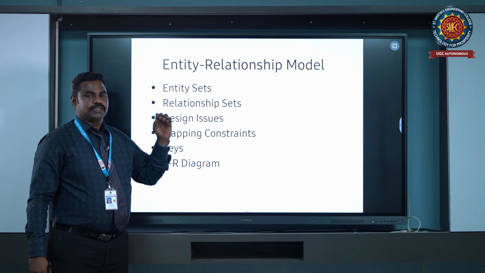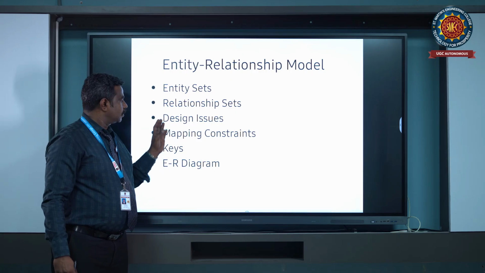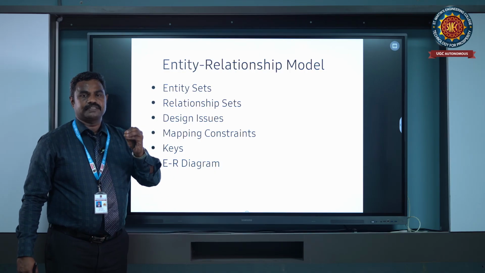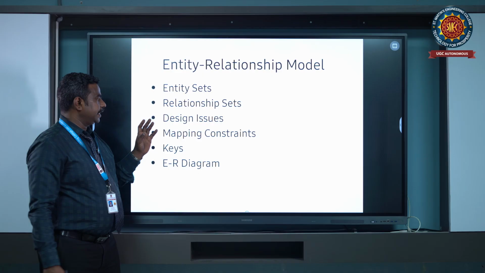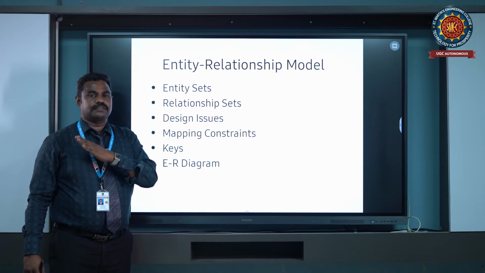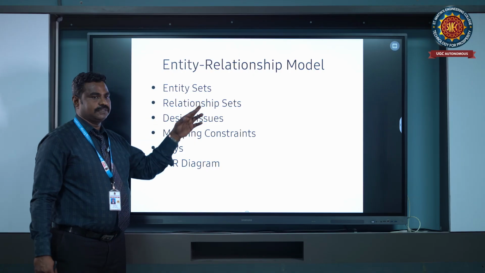That is degree 2. Then ternary means 3 entities connected with a relationship, that is degree 3. Then n-ary means more than 3, above 4, 5, or 6 entities connected with the relationship set.